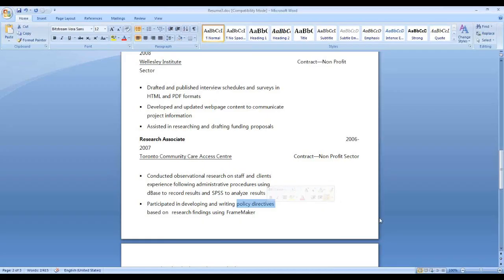Okay, so think about that. Using FrameMaker. This could help or hurt you by putting the tool inside your job description. And I'll tell you why.